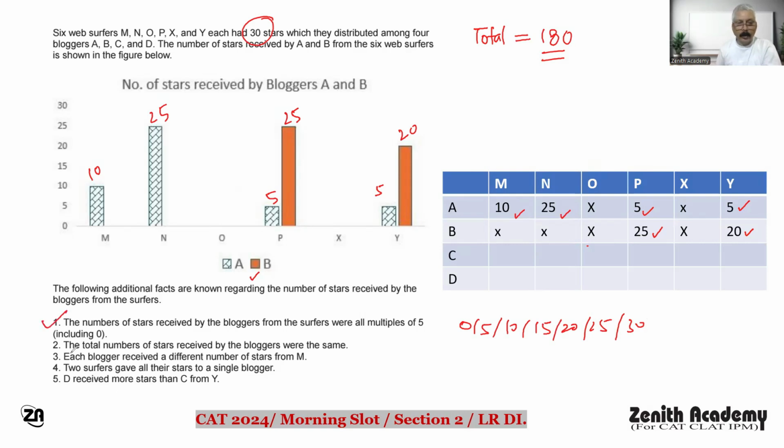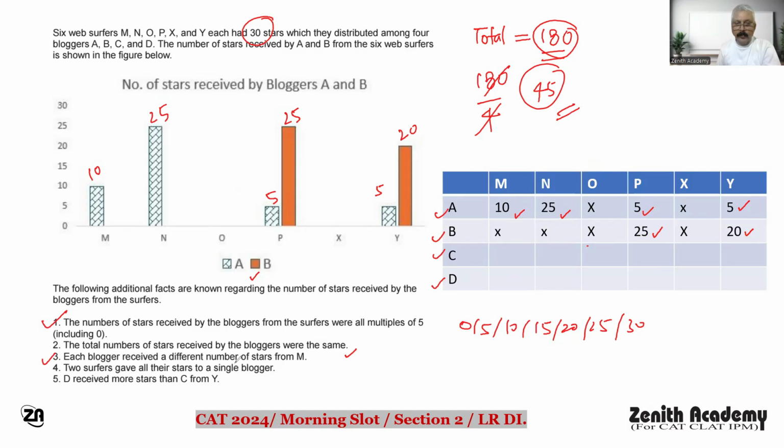Okay. Number 2, the total number of stars received by the bloggers were the same. There are 4 bloggers and 180 stars with 6 surfers, M, N, O, P, X, and Y. So if all bloggers get the same number of stars, each will get 180 by 4, which is 45 stars. Okay. Then point number 3.